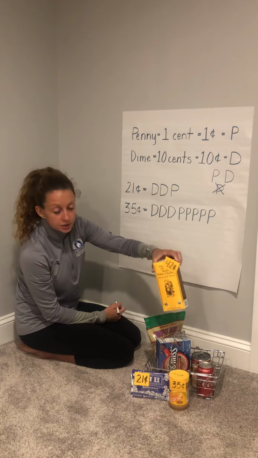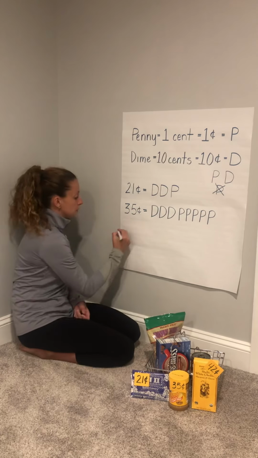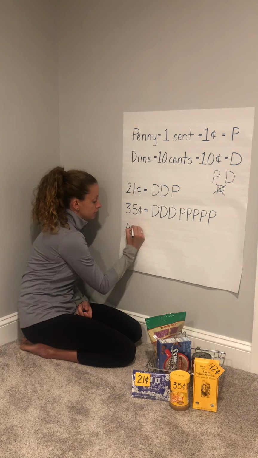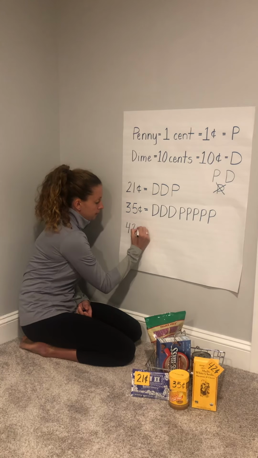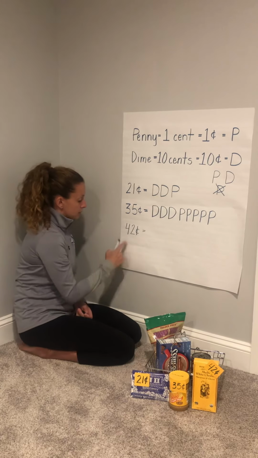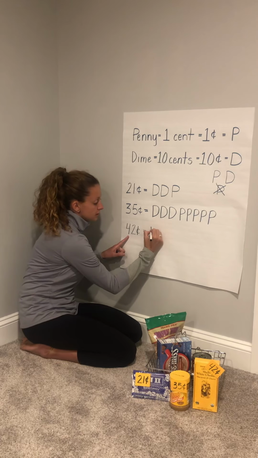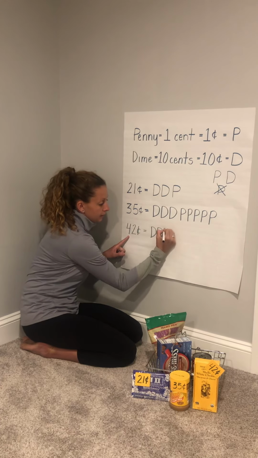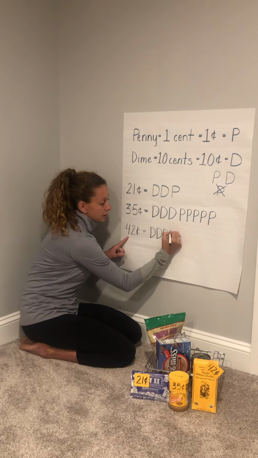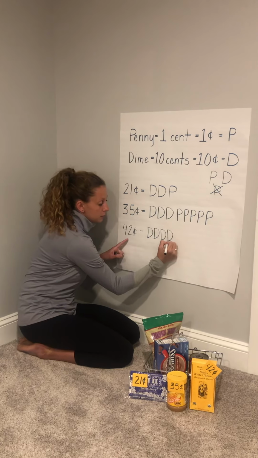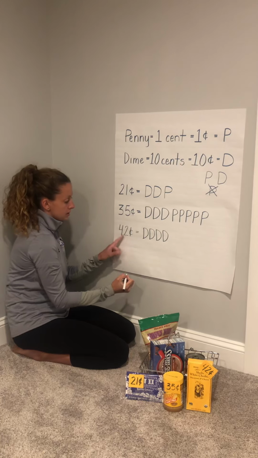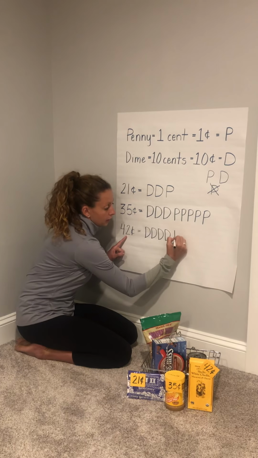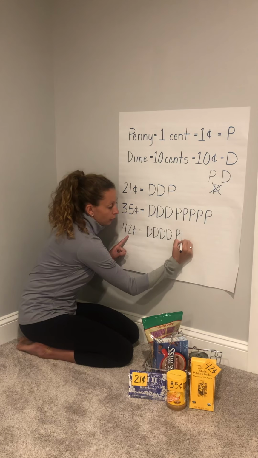And the last item I want to buy is macaroni and cheese, and you can see the price tag shows 42 cents. So my third item is going to be 42 cents to buy. I'm going to use my dimes first, 10, 20, 30, 40. Now I'm switching to pennies in my ones digit. 41, 42.